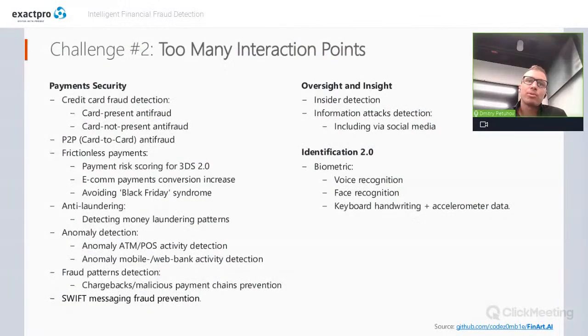Challenge number 2: there are too many interaction points. About 10 years ago, we had credit cards and the box office in the bank only. Now we have NFC, digital banks, digital wallets, QR codes, biometric identification, cryptocurrencies, anonymous payment for buying pizza. Why not?